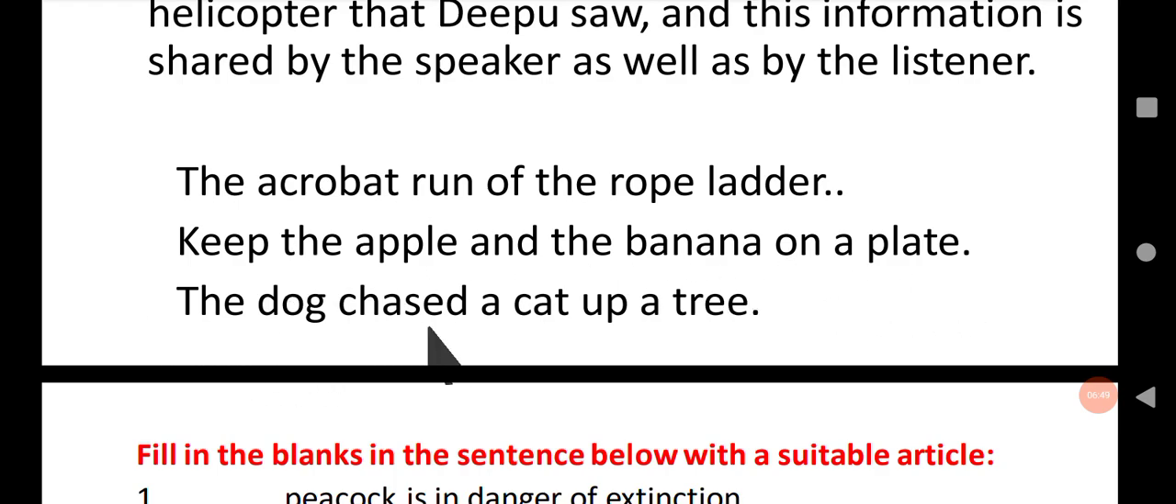Next, the dog chased a cat up a tree. That means here you know the dog, but you do not know whose cat that is. It can be your dog or some other's dog, which is known by you, but you do not know the cat. So that is why the dog chased. That means that particular dog chased a cat, some unknown cat, a general one we do not know, up a tree. Like some tree, not again a particular tree.